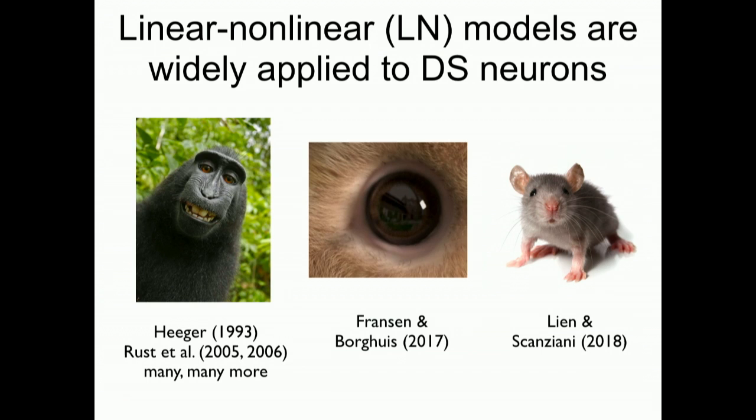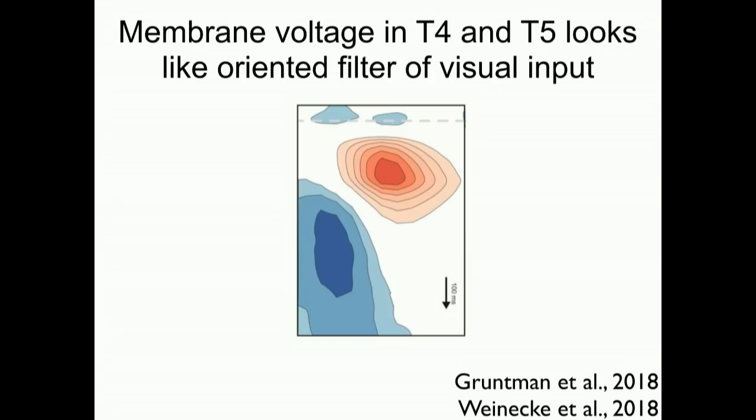And this is based on a set of beautiful measurements of membrane voltage in T4 and T5. This is an example from one of the papers that did this. They recorded electrically from T4 and T5, measured a receptive field, and showed that the membrane voltage in these cells largely looked like a linear transformation of the stimulus. This fact, that the membrane voltage is a linear function of the stimulus, has led to both explicit and implicit models in the field for how direction selectivity could arise in T4 and T5.